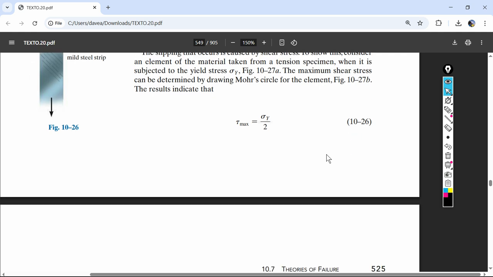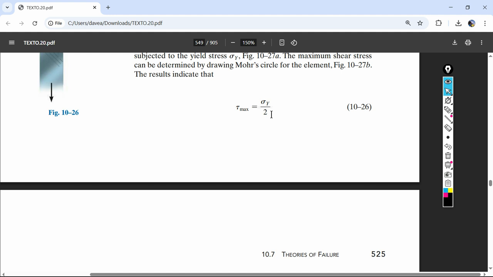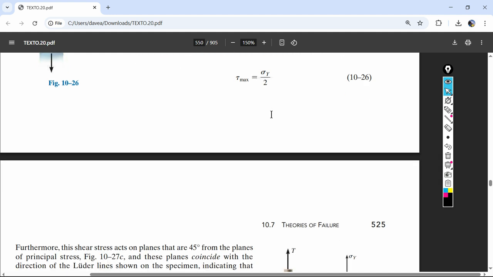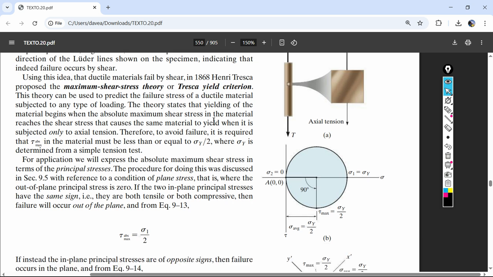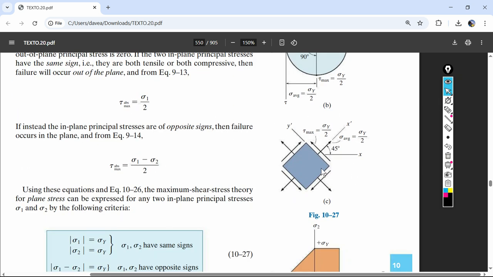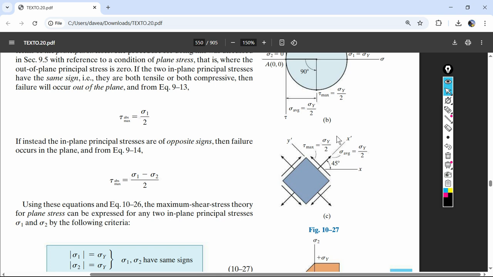All right, hell yeah. So that shows that max shear stress is the max principal stress, that's going to be the tension in the y direction divided by 2. Furthermore, this shear stress acts on planes that are 45 degrees from the planes of principal stress. So that figure in part C shows the rotated element, and we get a max shear of sigma y divided by 2.